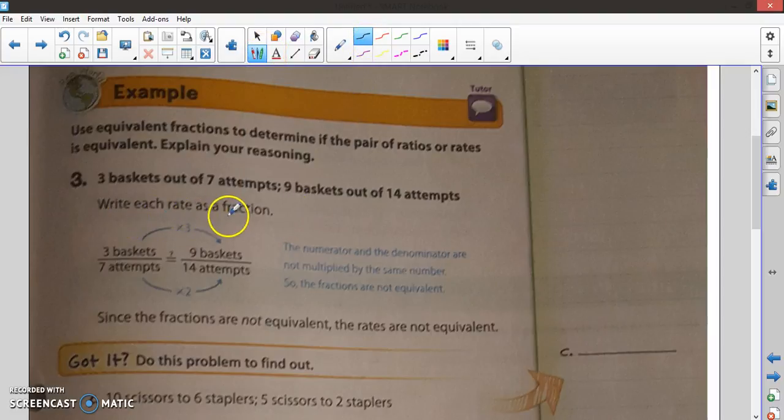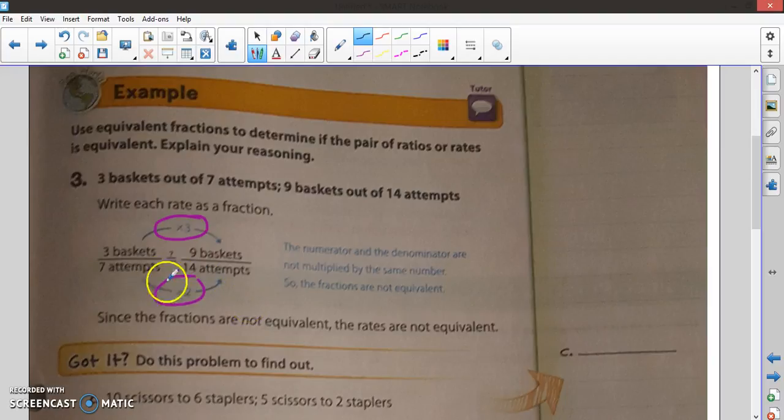Okay, so we're going to write them as a fraction. 3 baskets over 7. Is it equal, that's why there's a little question mark, to 9 over 14? So we're going to look at the numerators first. The relationship between 3 and 9 is that it's times 3. Now let's look at the denominators. The relationship between 7 and 14 is that it's times 2.